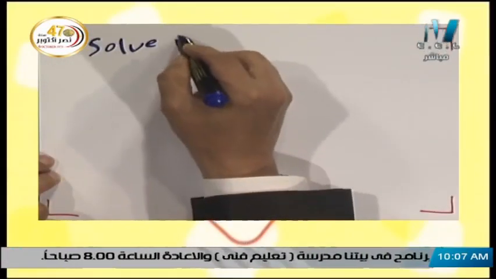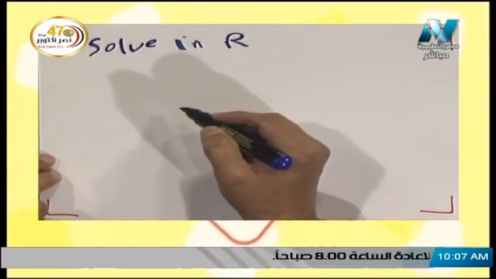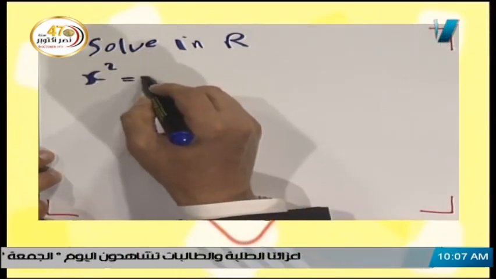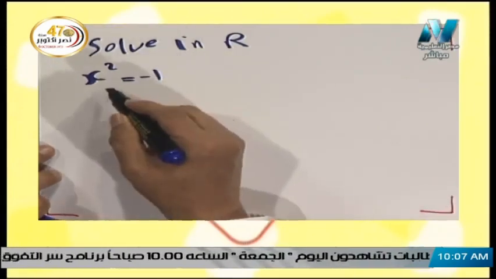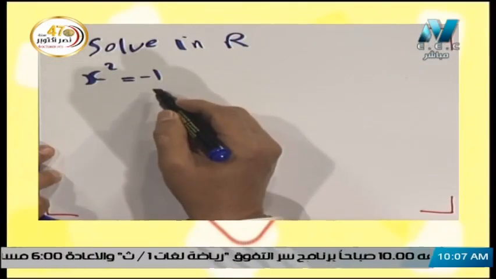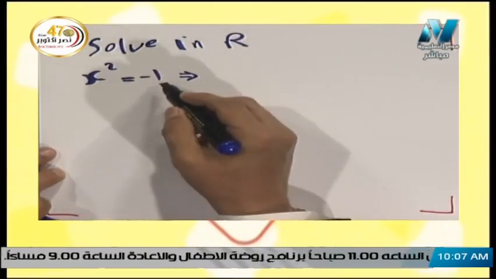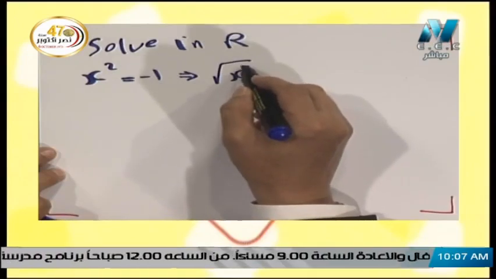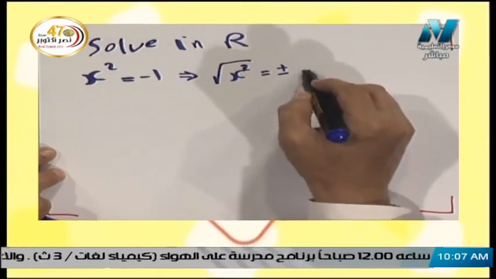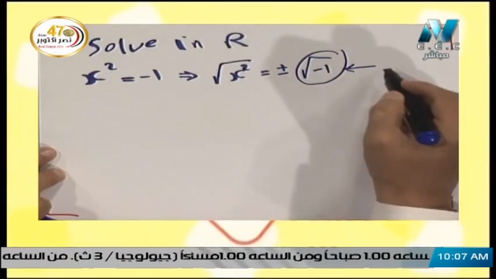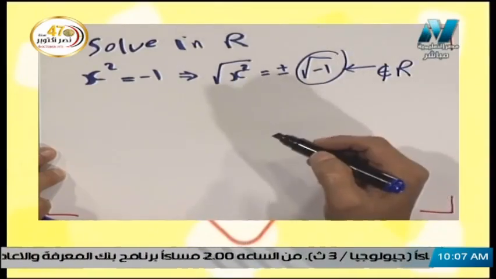Solve in R. If we want to solve an equation like x power 2 equals -1, we will find the square root of the left side and the right side. So the square root of x power 2 equals positive or negative, as we know, the square root of -1. But unfortunately, the square root of -1 doesn't belong to R. It is not a real number.